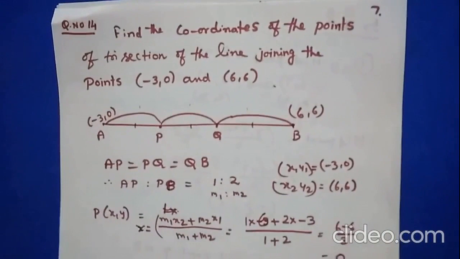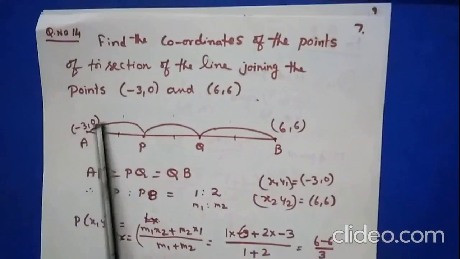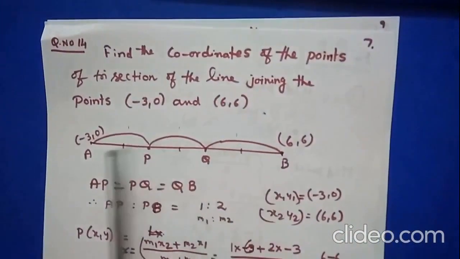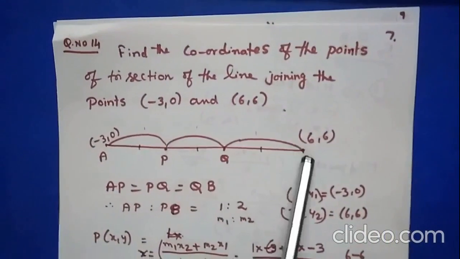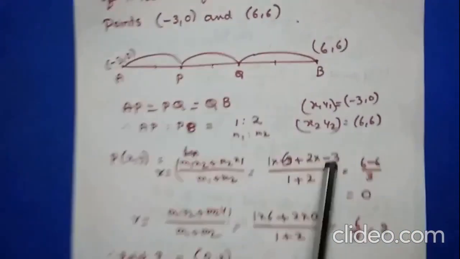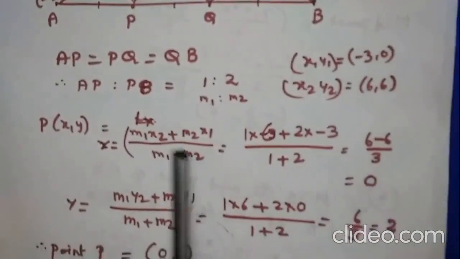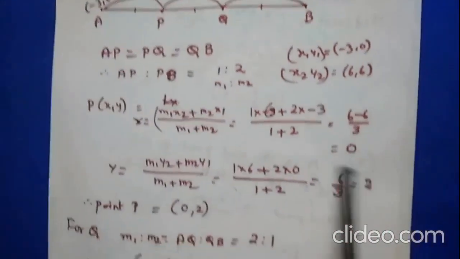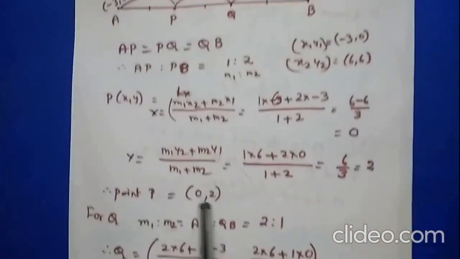Now we want the coordinate of P, that is AP ratio PB. AP is 1, PB is 2, 1 ratio 2. So by applying the same section formula, you can find the coordinate of P. You are finding the coordinate of P is (0, 2).